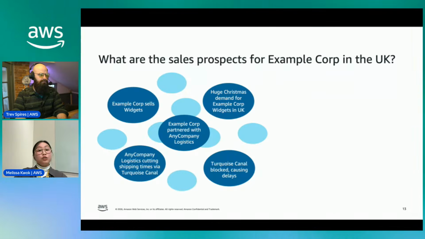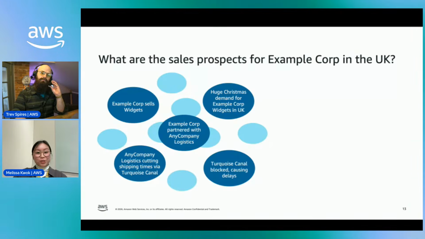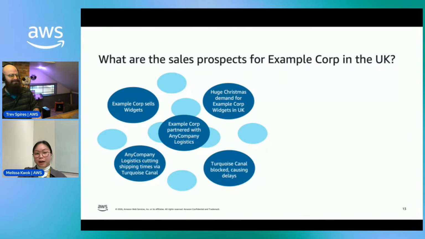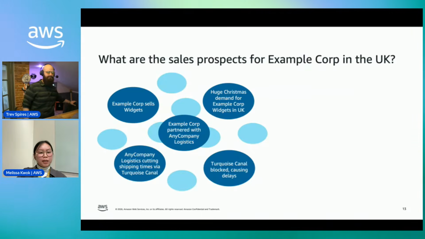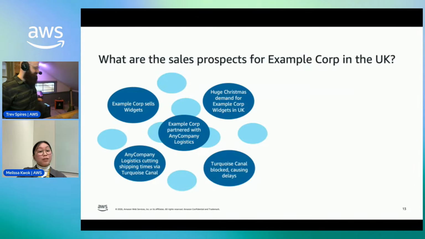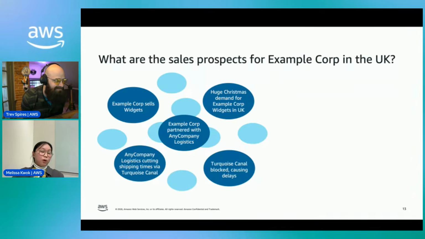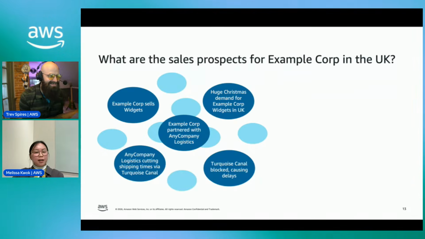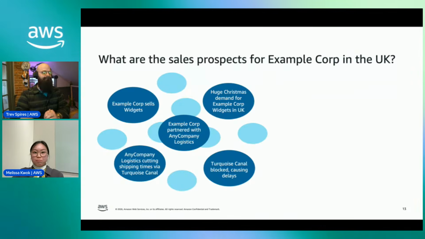We've got a news article that's anticipating a huge Christmas demand for these new widgets in the UK. We've also got some information about how this logistics company is able to make shipping times faster by using this turquoise canal. And then we've also got some articles about the turquoise canal and, unfortunately, how it is blocked, which is thus causing delays.